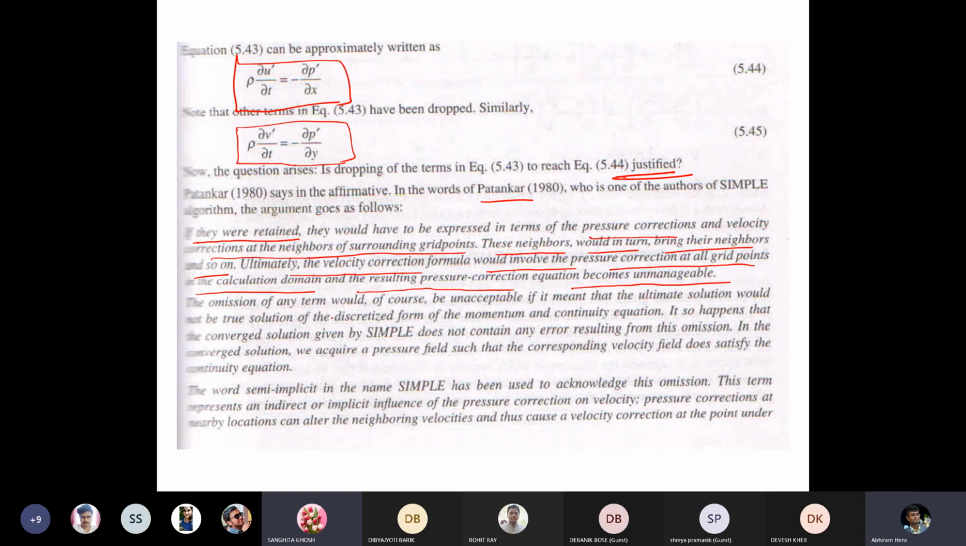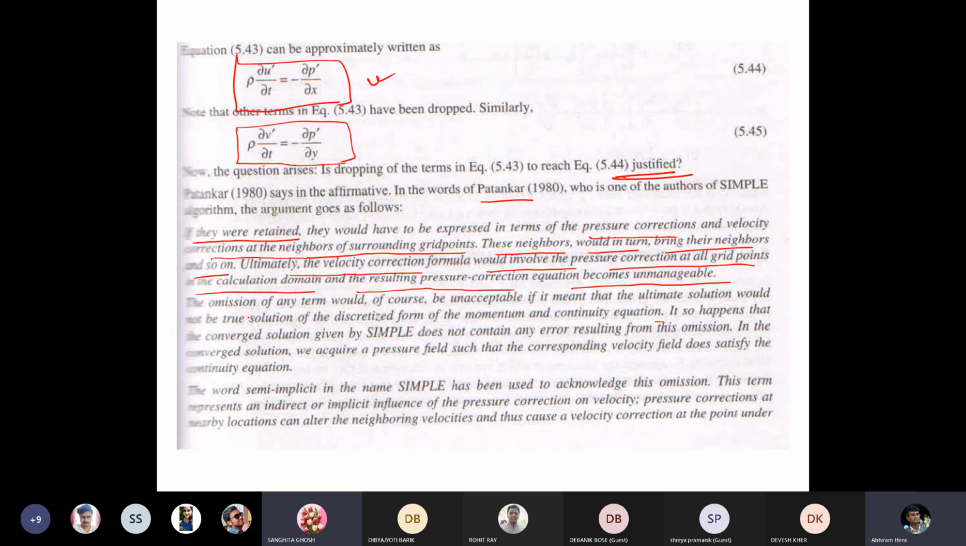The omission of any term would, of course, be unacceptable if it means that the ultimate solution would not be a true solution of the discretized form of the momentum and continuity equation. So if after doing this approximation, the result you are getting is not the exact solution of the differential equation, then it is not acceptable. But surprisingly, even after neglecting that, whatever result you get will satisfy the equation, so it will be very close to the differential equation. So that's what it is said.